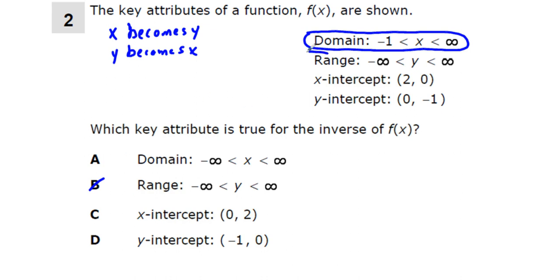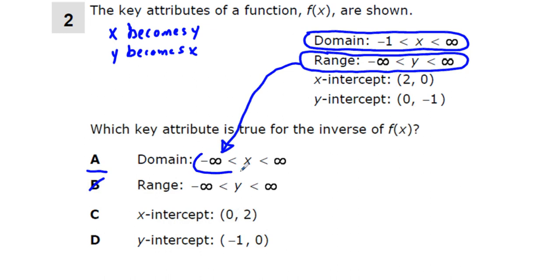Next, the range of y greater than negative infinity but less than infinity should be the domain in the inverse. Okay, is that the domain here? That looks like A could be right, because that's the opposite of it, it's the same thing as the range.